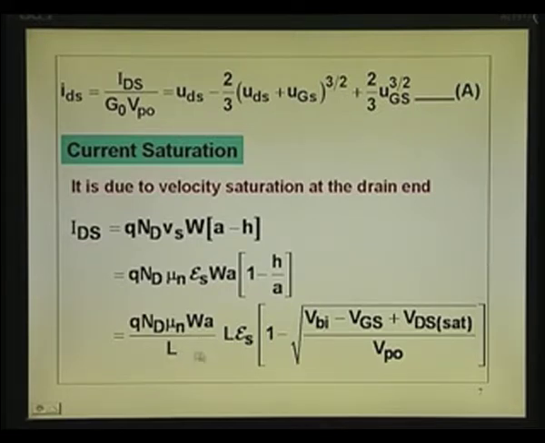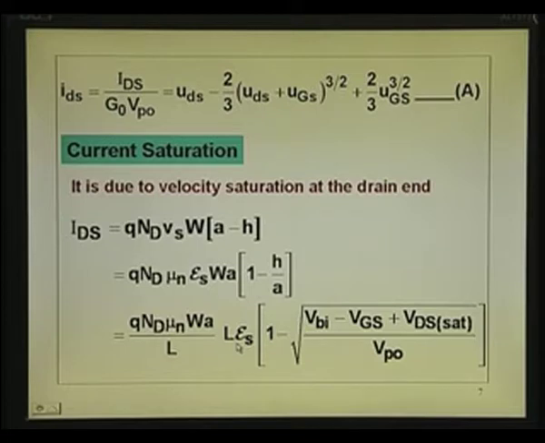What is this particular term? This is the channel conductance G naught. This is actually sigma, the area of the channel divided by length, sigma A by L, that is the conductance, and this is L E S. Into 1 minus, now we write an expression for h by A.